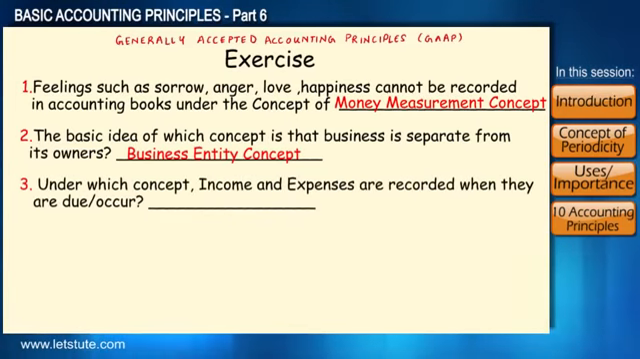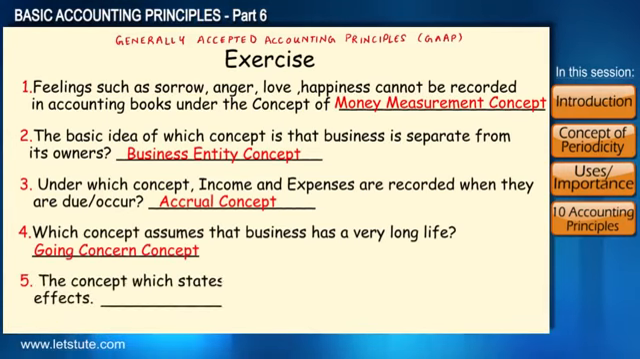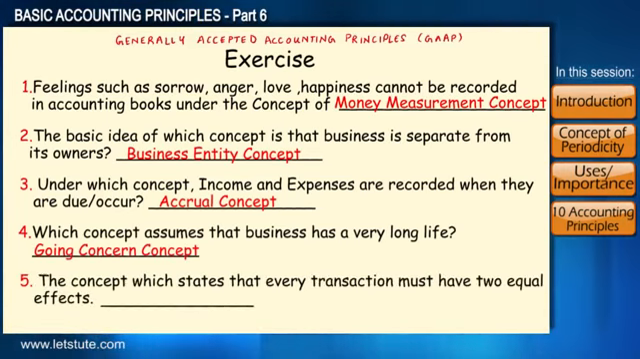Next, under which concept are income and expenses recorded when they are due or they occur? That's right, accrual concept. This concept assumes that the business has a very long life. Which concept? The going concern concept. The concept which states every transaction should have two equal effects: the dual aspect concept.